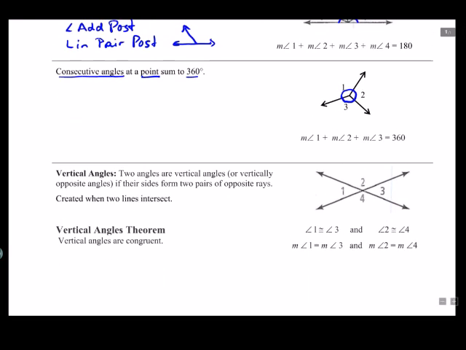And last in the line here, but definitely not least, is vertical angles. Vertical angles and the vertical angle theorem are going to be good friends. Vertical angles are, or we can call them, vertically opposite. This might help you remember them. You have vertical angles if their sides form two pairs of opposite rays.